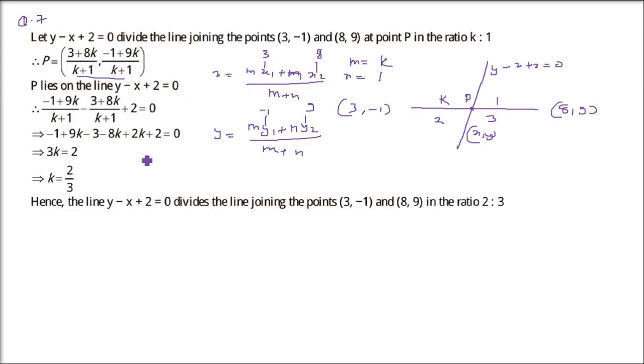These are actually the coordinates of point P. And now these points you have to put, because it is lying, as I said, on y minus x plus 2. So this location which we found just now, we have to put in this line. So we will put in place of y this one, and in place of x we are going to put this one, plus 2 equals 0. So this is k equals 2 by 3. That is k:1 is 2:3. This line y minus x plus 2 divides the line joining 3, minus 1, 8, 9 in the ratio of 2:3. So this k:1 is 2:3.